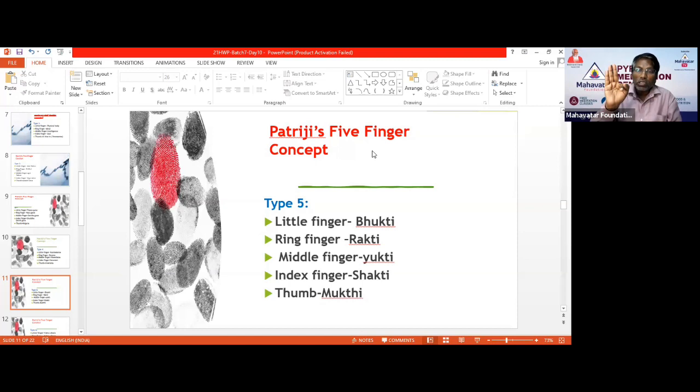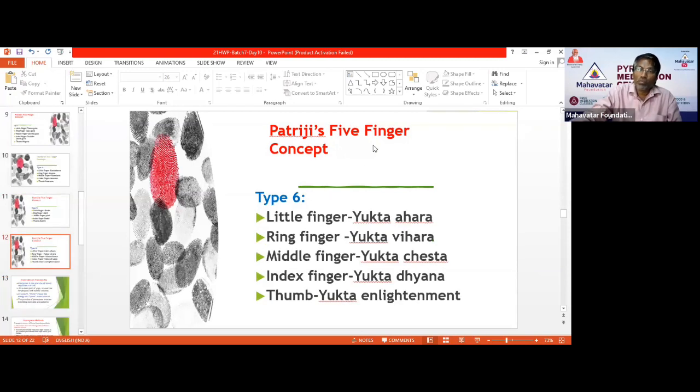Then by doing all these things, the index finger refers to the soul. The soul is nothing but consciousness or Shakti. That's why this finger refers to Shakti. Then finally, after getting all these four sufficiently, properly, what happened? You get into the thumb. This refers to Mukti. Mukti means what? Moksha, right? Friends, this is how we need to understand the fifth type of this Patriji five finger concept.